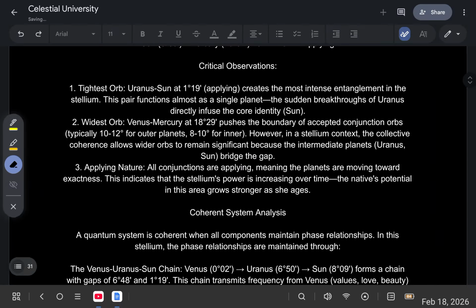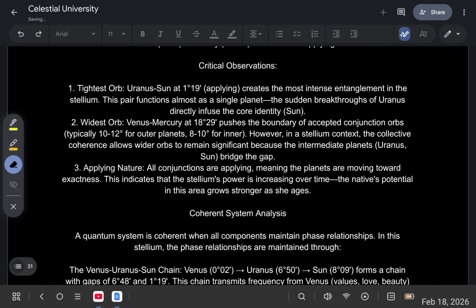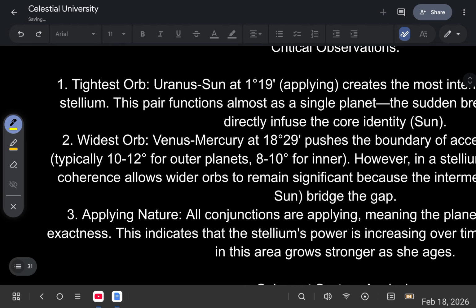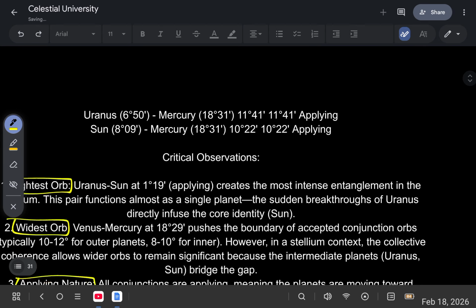Okay, here are the critical observations. First, we have our tightest orb. Then we have our widest orb in our applying nature. This is how we work with orbs.